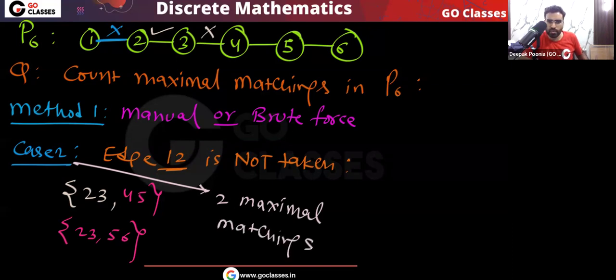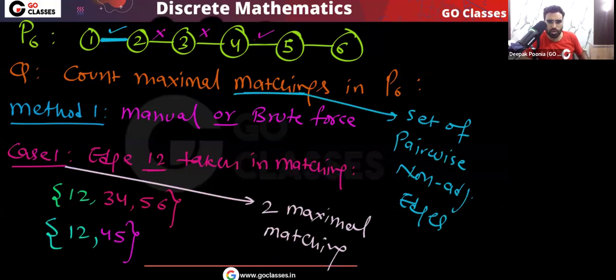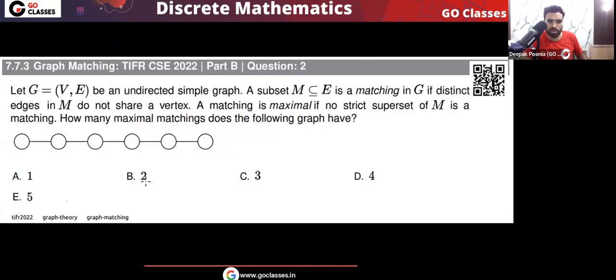So finally I can say, in total how many maximal matchings did we get? 2 in case 2 and 2 in case 1. So total 4 maximal matchings we got. So for this question the answer will be option D. So for this TIFR question, the answer is option D, 4, that we have already seen.